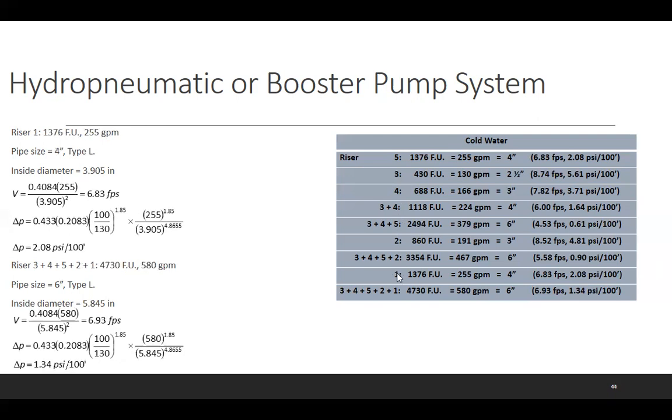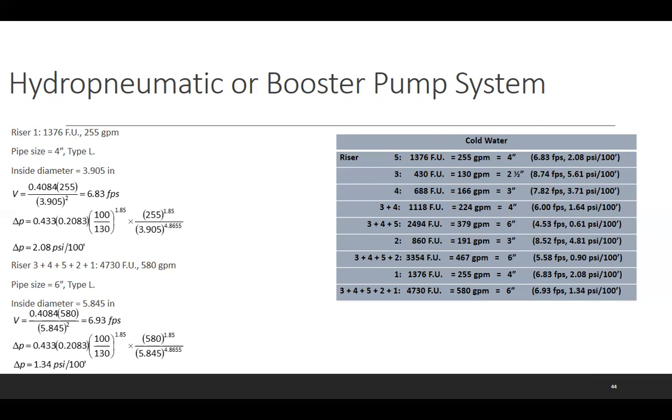And riser 1, 1376 FU, 255 GPM. Pipe size is 4 inches, type L. Inch diameter, 3.905 inches. Velocity is 0.4084 times 255 over 3.905 squared equals 6.83 feet per second. The delta P is 0.433 times 0.2083 times 100 over 130 to the 1.85, times 255 to the 1.85, divided by 3.905 to the 4.8655. Delta P is 2.08 PSI per 100 feet.